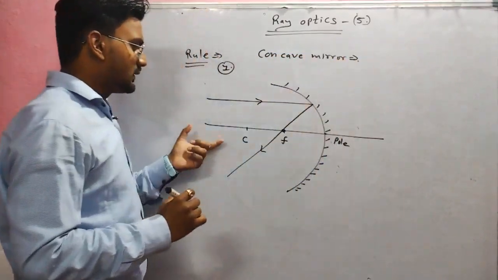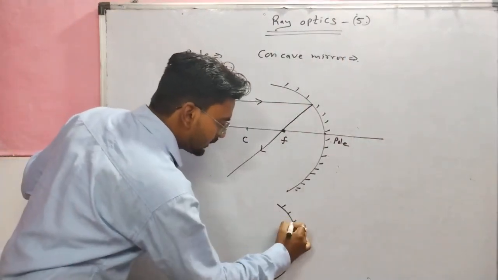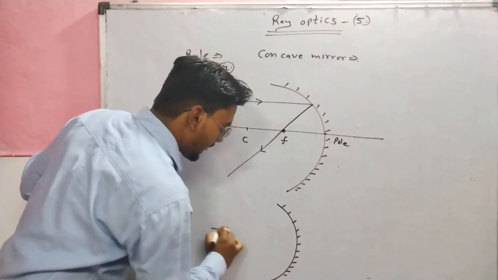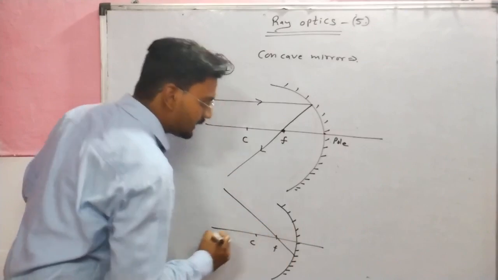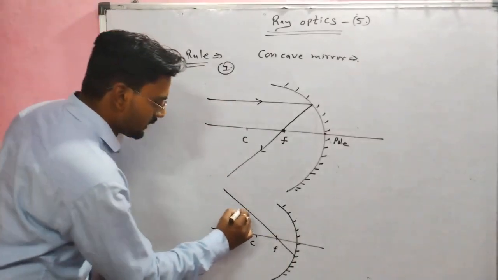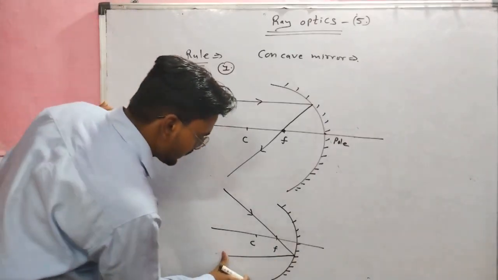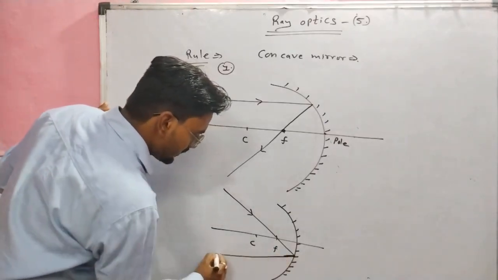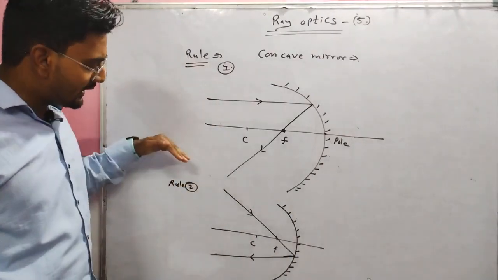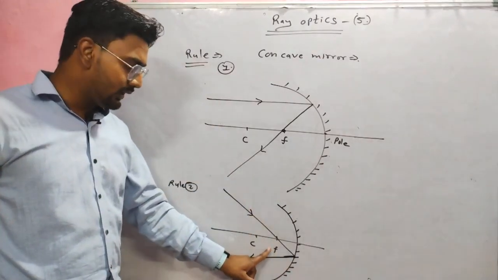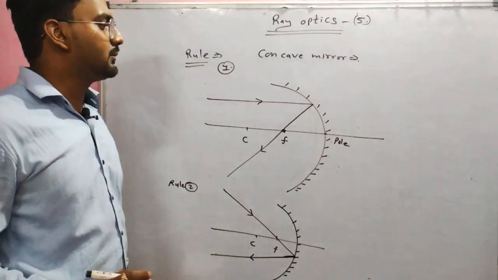Okay, so this is our rule number first, and rule number second is that when the light ray is coming at focus, then after reflection it passes parallel to the principal axis. Okay, this is our second rule. What is the second rule? When the light ray is coming to the focus, then after reflection it passes parallel to the principal axis.